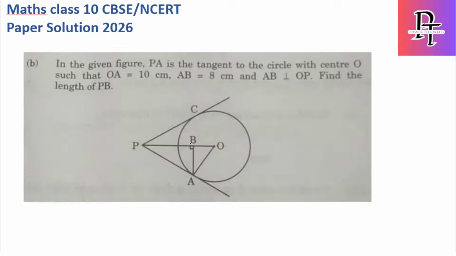Okay, let's solve the B part as well. In the given figure, PA is tangent to a circle with center O such that OA is 10. OA, this one, is 10. AB is 8. AB is perpendicular to OP. So this is a right angle. Find the length of PB.